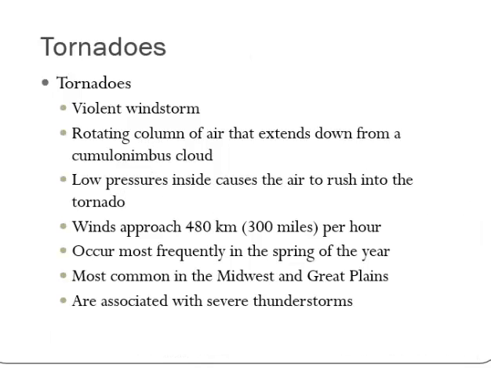The low pressure causes the air to rush in. The winds can be up to 300 miles an hour. Tornadoes occur most frequently in spring and are most common in the Midwest, where there's a lot of flat ground where the wind isn't broken up by a lot of trees and things like that, and they are very often associated with severe thunderstorms, when the weather is very unstable anyway.